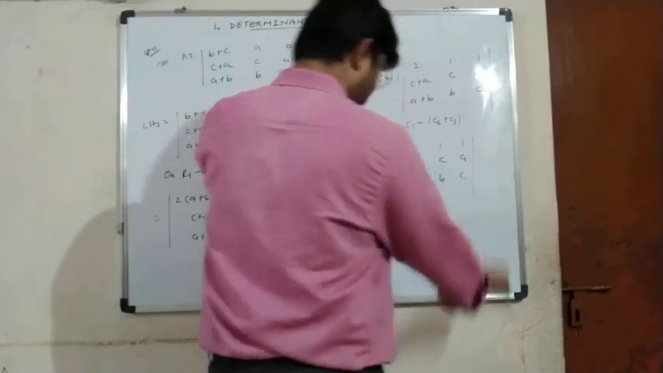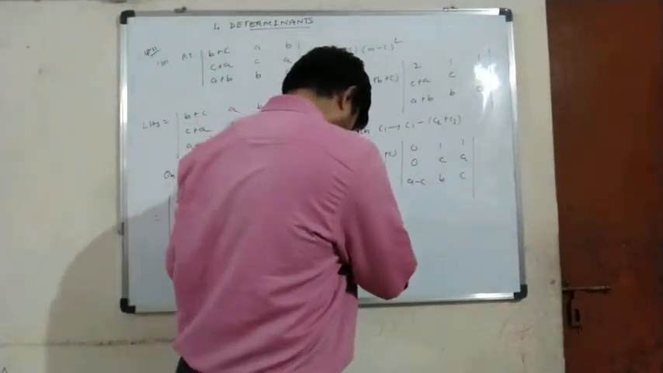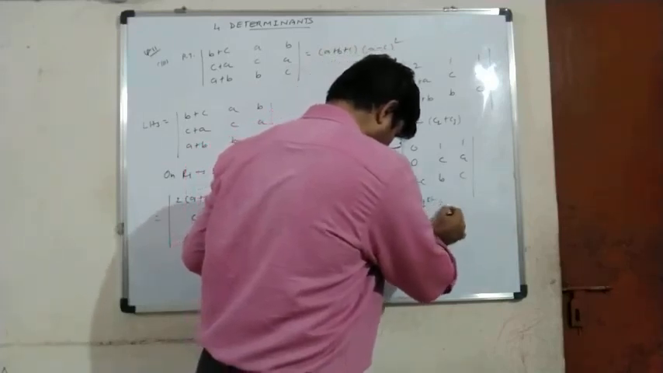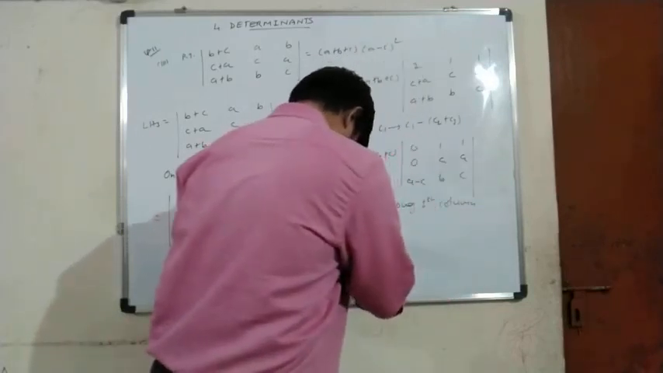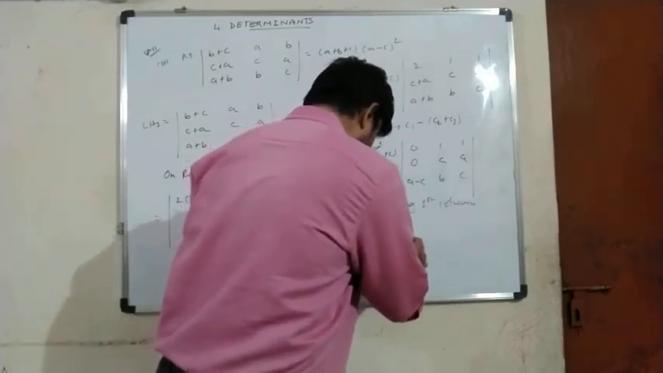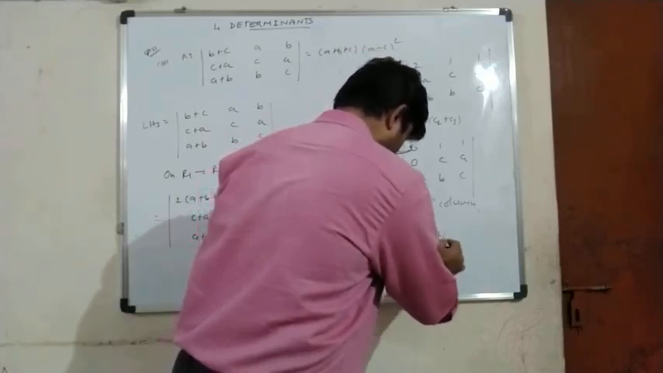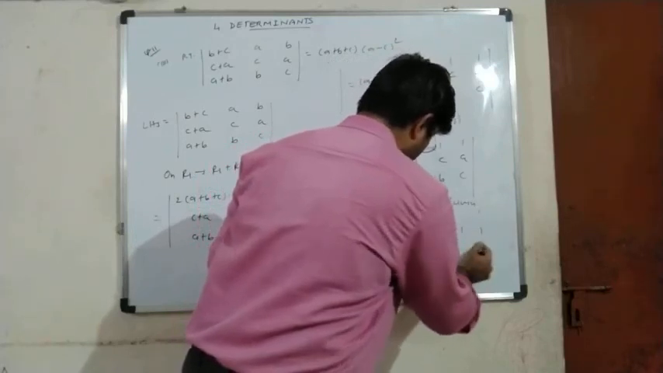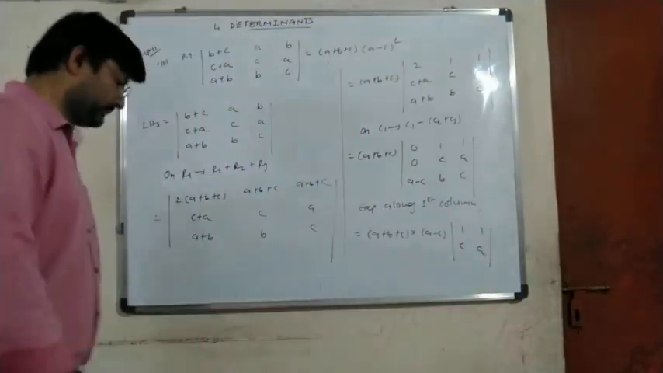That's all. Now we will expand along first column. So expanding along first column, we will get A plus B plus C into A minus C into the determinant 1, C and A. Clear?